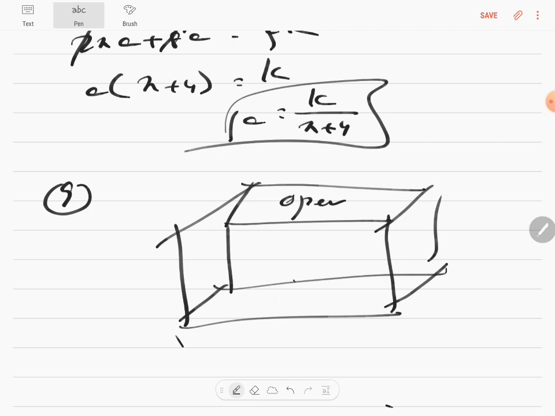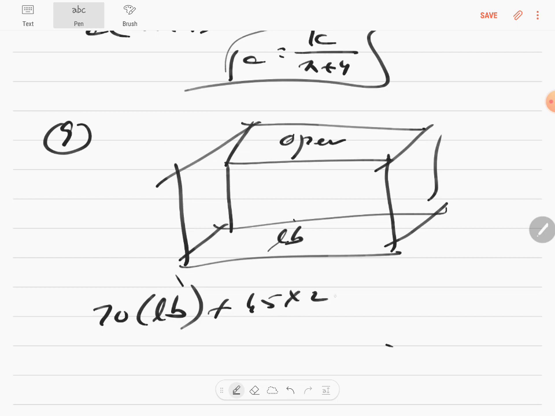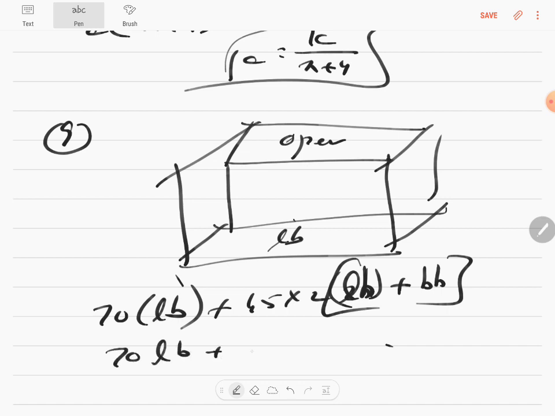For building the floor, it's 70 rupees, and you have only one LB. 70 rupees into LB cost. And they are given 45 rupees to build the wall. Walls will be LH and BH, and there will be 2 times, correct? 2 times LH plus BH. Take it common. So 70 into LB plus 90 into LH plus BH.